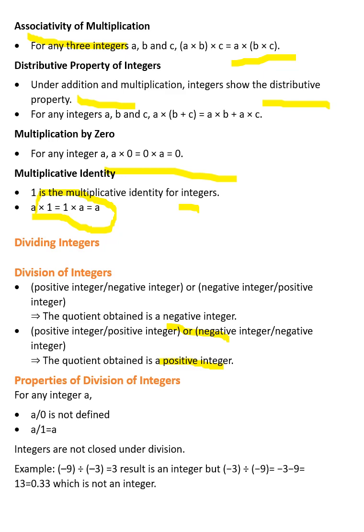Next, properties of division of integers. For any integer a, when divided by 0, it is not defined, but when you divide it by 1, you will get that number only. When 0 is divided by an integer, the result will be 0. Integers are not closed under division. Examples: minus 9 divided by minus 3 will give you 3 as a result, an integer, but if you divide minus 3 by minus 9, you will get one third. If you do the division minus 3 divided by minus 9, the answer is 0.33, which is not an integer.